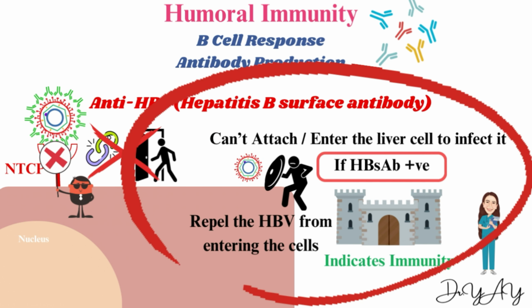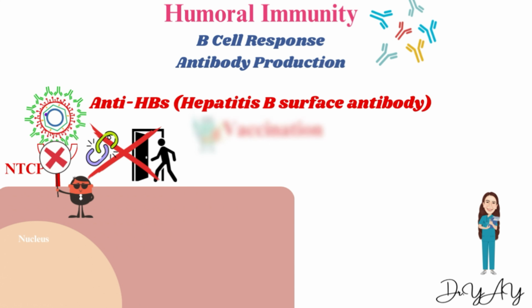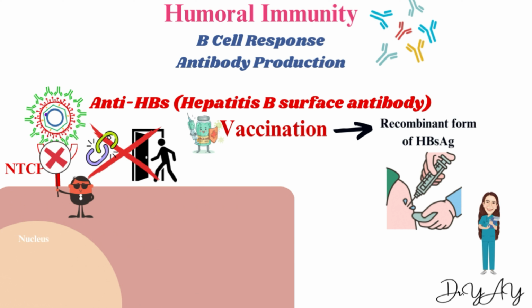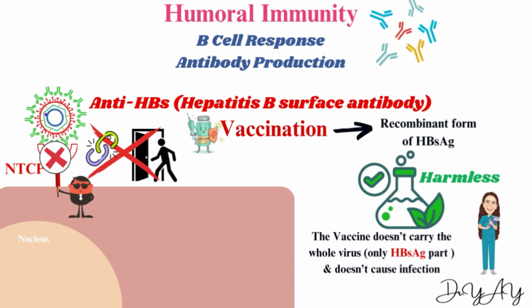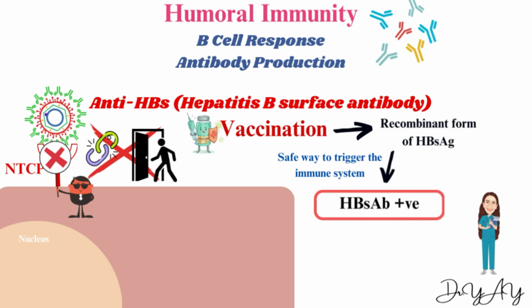And now that we understand how the hepatitis B surface antibodies work in providing lifetime immunity, I believe you will appreciate the logic behind the hepatitis B vaccine mechanism. This is a recombinant form of the hepatitis B surface antigen introduced into the body, and since it's a harmless antigen as it doesn't carry the virus or cause infection, it will serve as a safe way to stimulate the immune system and produce the hepatitis B surface antibodies just as it would during a natural infection.